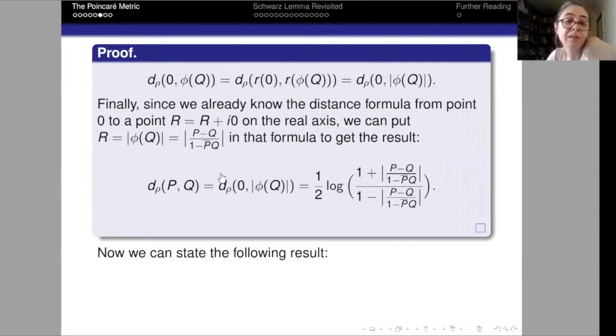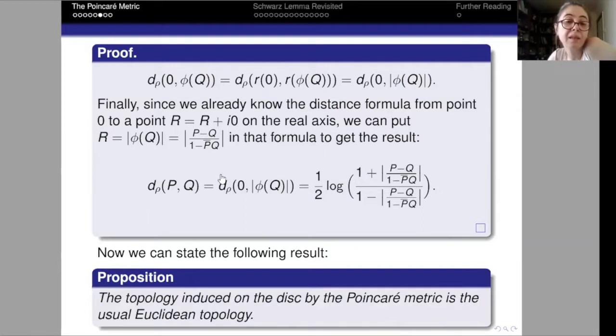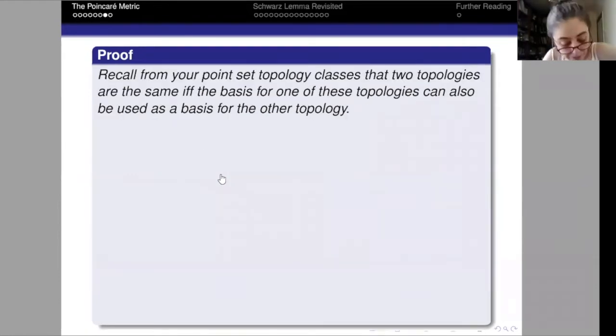So after doing this, we can talk about the topology of the disk induced by the Poincaré metric. We say that it is equal to the usual Euclidean topology. Now this is an important result. To prove it, first recall from your point-set topology classes that two topologies are the same if and only if the basis for one of these topologies can also be used as a basis for the other topology.